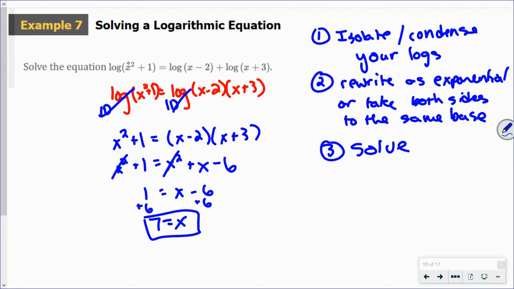Now, with logarithms, the value inside your logarithm, we kind of talked about already, has to be greater than 0. Okay, so if I plug this value back in, 7 squared is 49, plus 1, that's positive. 7 minus 2 is positive, and 7 plus 3, that's also positive. So all of those are positive, so that actually works. If you're solving a logarithmic equation, you have to make sure to check your answers. Okay, that's going to be very important moving through here.